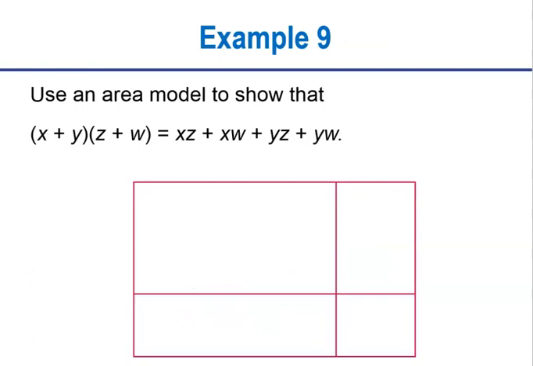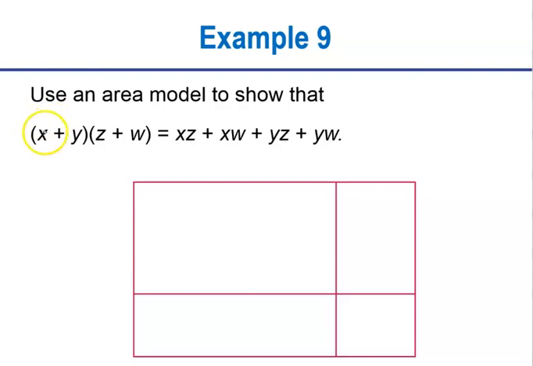This is fun. They want us to use an area model to show that x plus y times z plus w is xz plus xw plus yz plus yw. Now, before I jump into this model, I want you to notice something and recall how you do this. We often call this the FOIL method in an algebra class. That represents first, outer, inner, last.